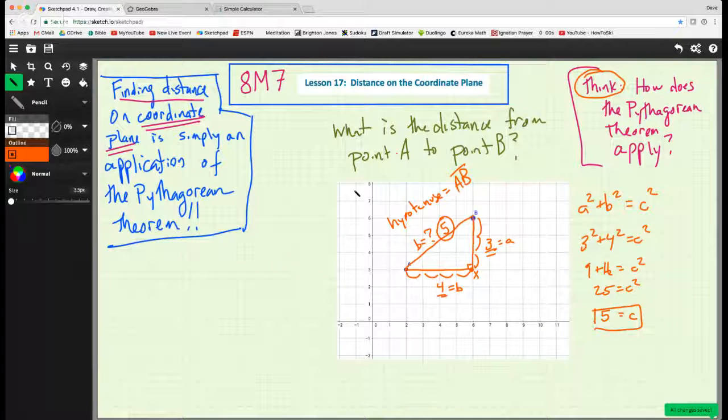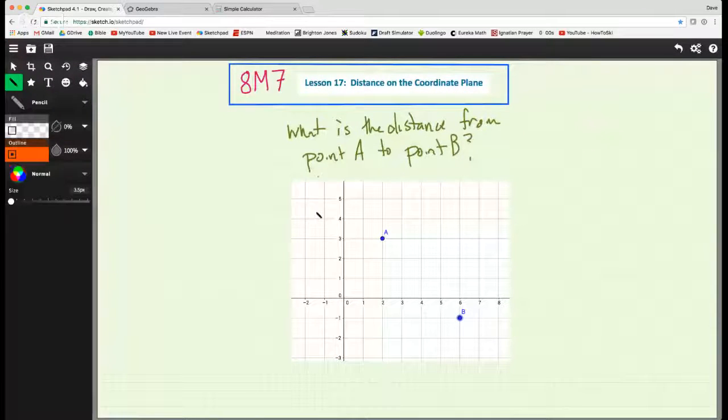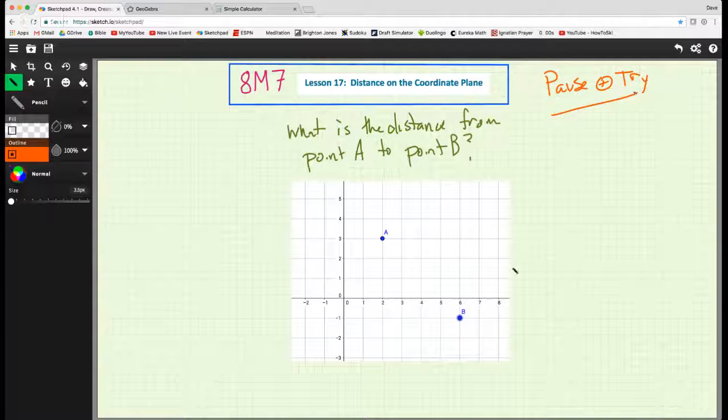Okay, so we're going to do this a couple more times. I'm going to let you practice it, and I'm going to give you a few more examples for you to work on. Okay, so here, what is the distance from point A to point B? Let's just use the exact same strategy. And for those of you who think you already have it, I want you to pause and try. The first thing to do is to identify the point that turns AB, that distance, into a hypotenuse.